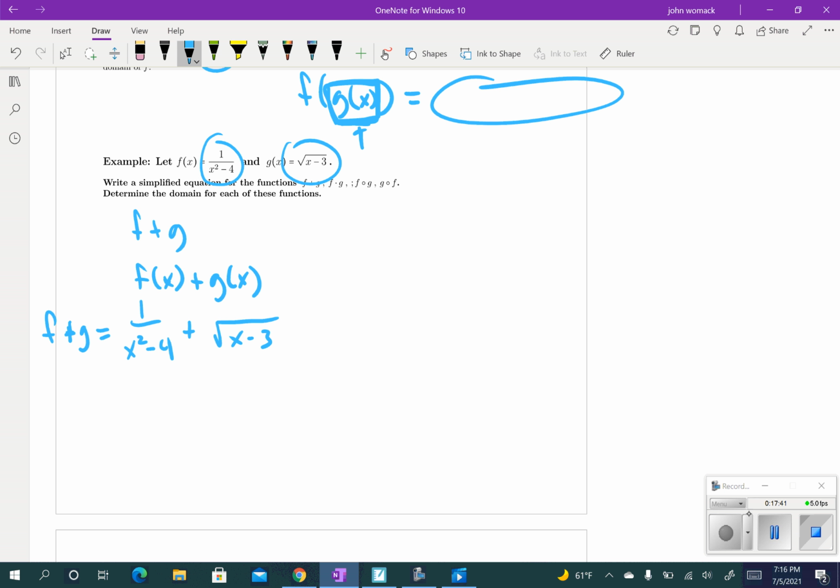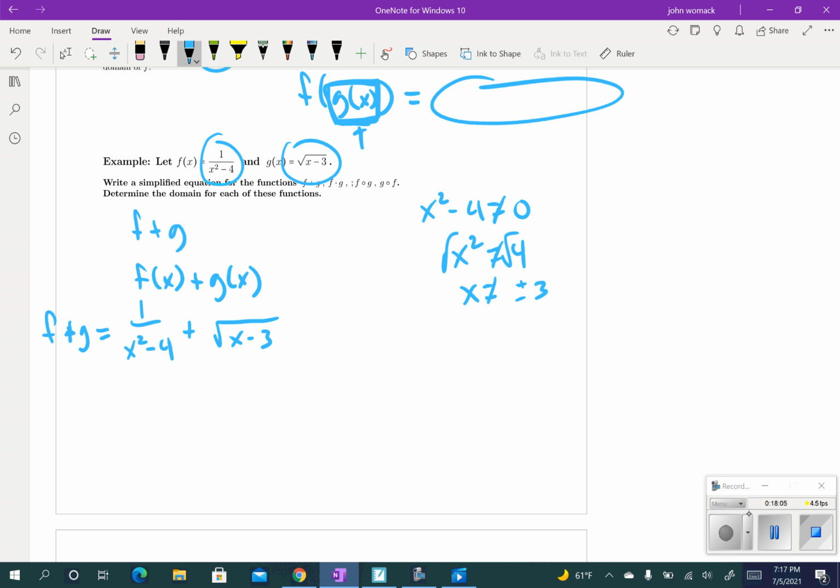The domain of f plus g has to be the domain of f and g combined together. What I mean by that is, on this first one, I've got a fraction. I know that x squared minus 4 cannot equal 0. So if we solve that, x squared equals 4. Take the square root of both sides.